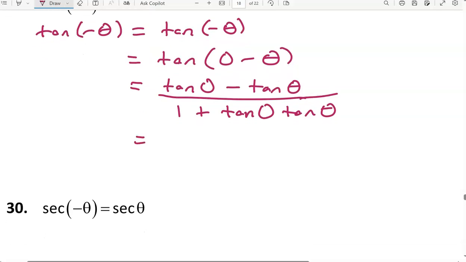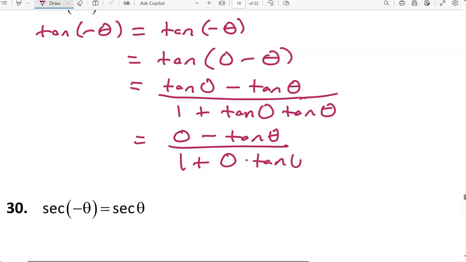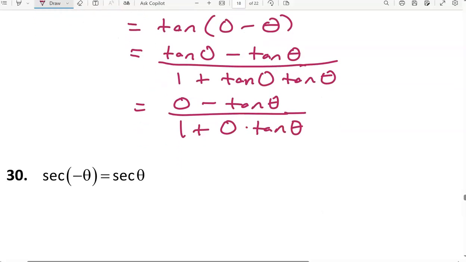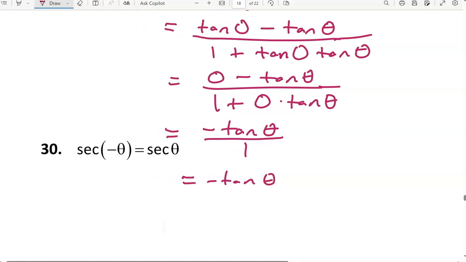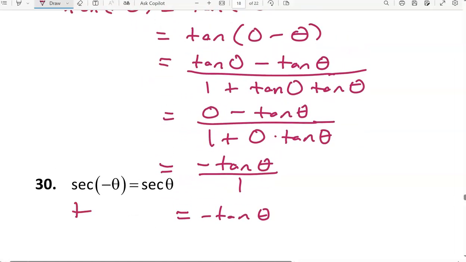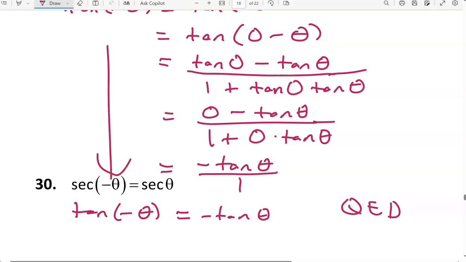All right, now tangent of 0 is 0. So now we're going to replace all those tangent of zeros with 0. So 0 times theta is 0. That means that the numerator simplifies to negative tangent of theta. The denominator simplifies to 1. So that is equal to negative tangent of theta. And we can just bring down the other side of the equation. So tangent of the opposite of theta is equal to the opposite of tangent of theta. And now we are done with that proof.